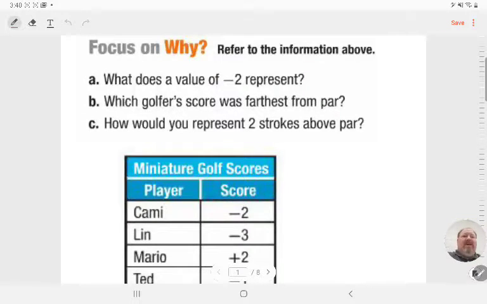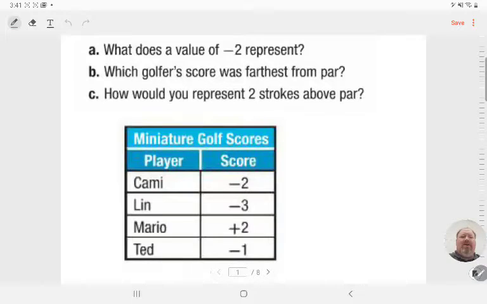So what does the value of -3 represent? Well, if you said 2 under par, you're absolutely correct. That's 2 under par. Which golfer scores the furthest from par? Well, -3 would be 3 spots away from 0, so -3 would be further away than -2, or 2 under par. And what would you represent 2 strokes above par? Would be +2, like Mario here.